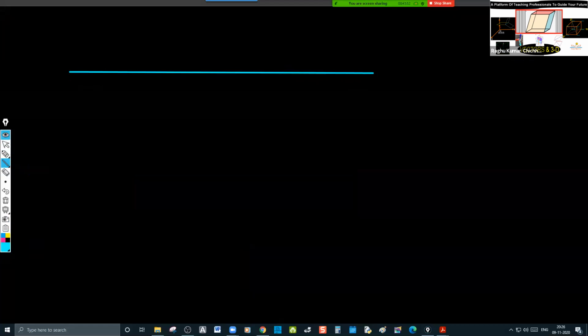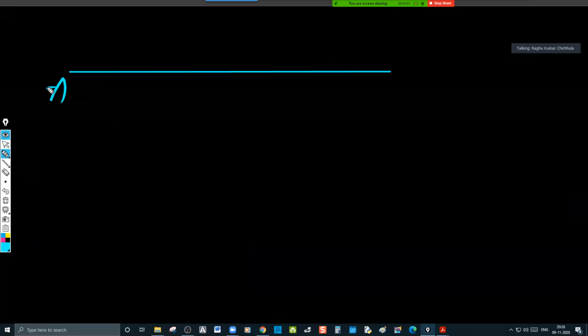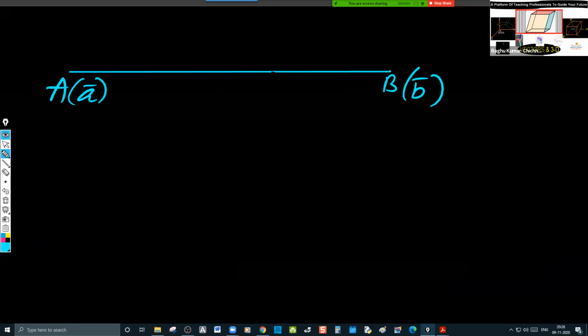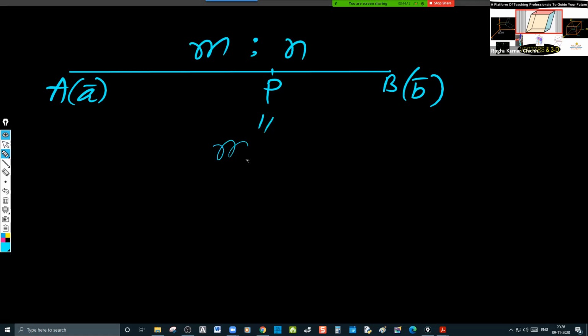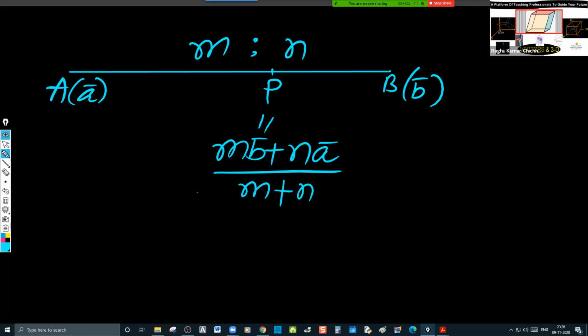Are you all there, every one of you, please? This is point A, whose position vector is A bar. This is point B, whose position vector is B bar. And there is a point P, which divides it in the ratio m is to n. Then your P will be (mb bar plus na bar) upon (m plus n). Listen, please. This is what you have to understand with regards to the vectors.